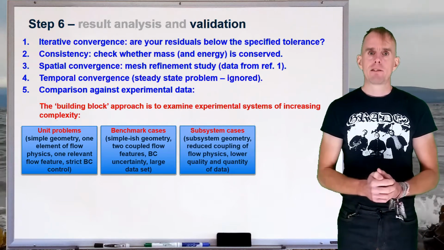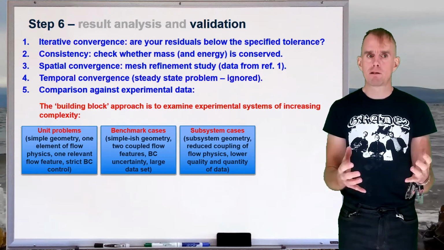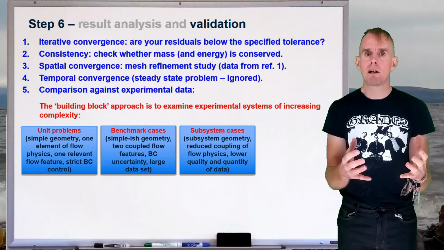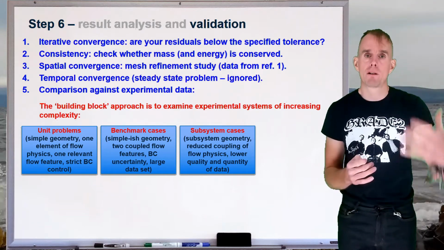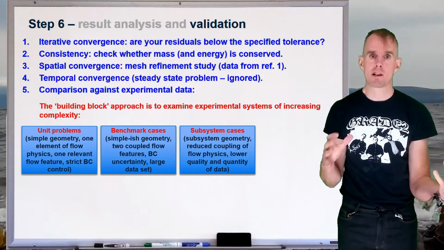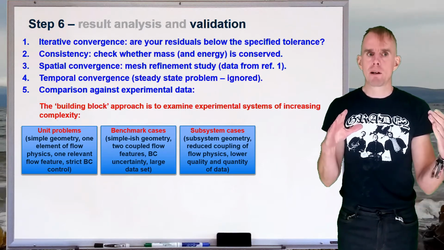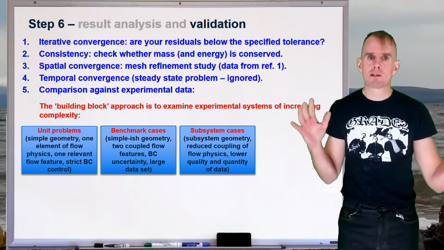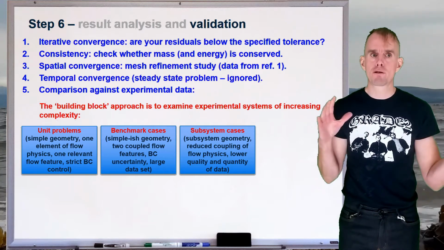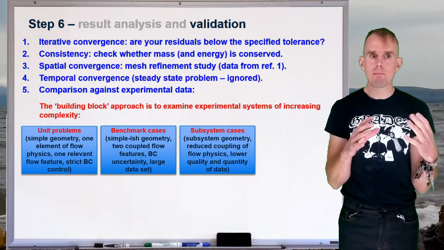The next case is what is termed a subsystem case, where we have a relatively complex geometry. And it might be, for example, a part of an aeroplane wing. It might be a tip part, it might be an engine cowling. It's a relatively complex geometry compared to your benchmark case, but we're still trying to simplify the overall problem to try and reduce the coupling of the various bits of flow physics that are there.